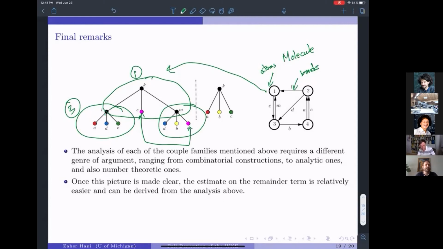And once this picture is made clear, the estimate on the remaining term is relatively easier. I don't have time to go into it, but it can be derived. Essentially, it can be reduced to the analysis above.